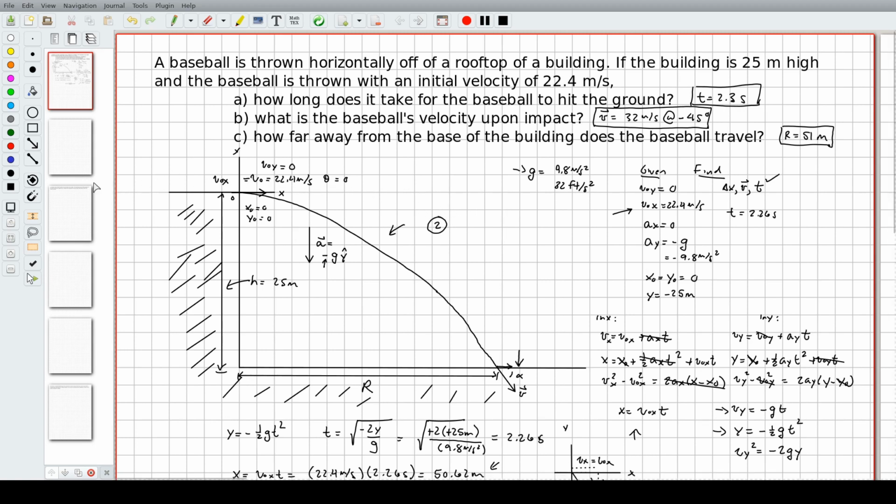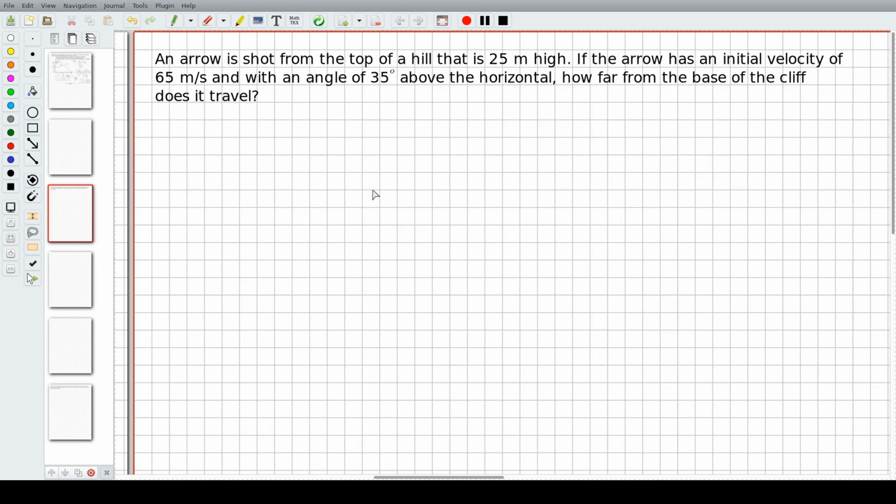So next up, you have an arrow that's shot from the top of a hill that's 25 meters high. If the arrow has an initial velocity of 65 meters per second and it's launched with an angle of 35 degrees above the horizontal, how far from the base of the cliff does it travel?